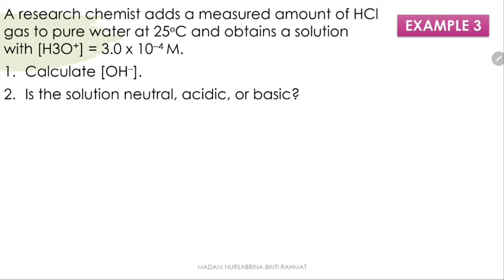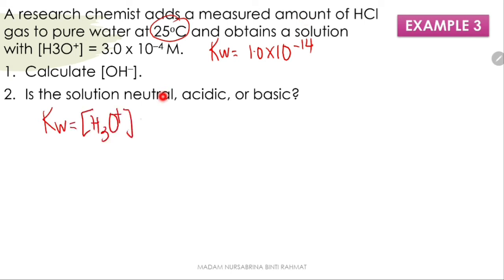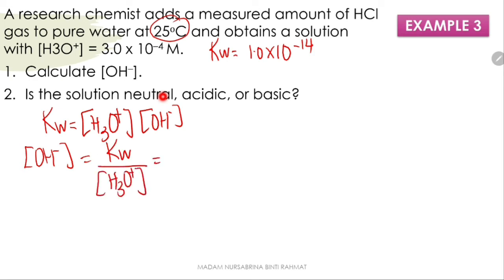Alright, let's figure out whether the given solution is neutral, acidic, or basic. HCl in pure water obtains a solution with H3O+ equal to 3.0 times 10 to the minus 4. The autoionization of water at 25 degrees C is 1.0 times 10 to the minus 14. So calculate OH-. First, rewrite Kw, which is H3O+ times OH-. You want to find OH-, so that's simply Kw divided by H3O+, where Kw is 1.0 times 10 to the minus 14, divided by the H3O+ concentration given in the question, which is 3.0 times 10 to the minus 4.